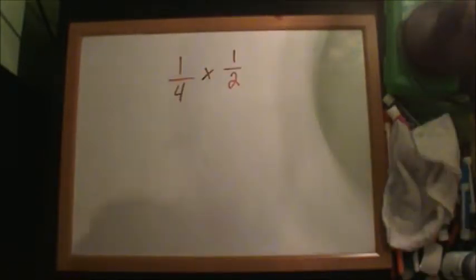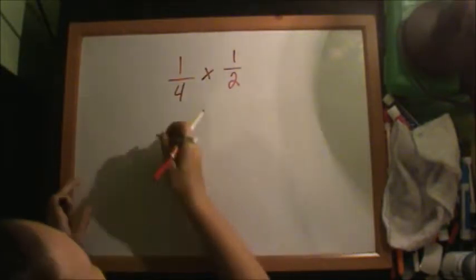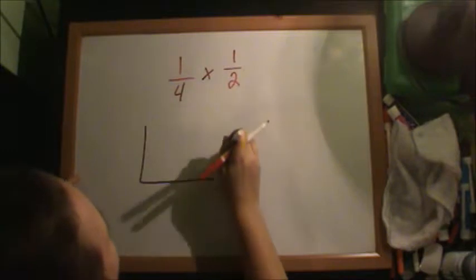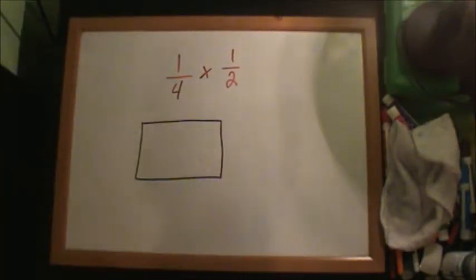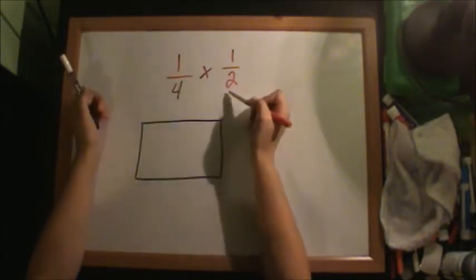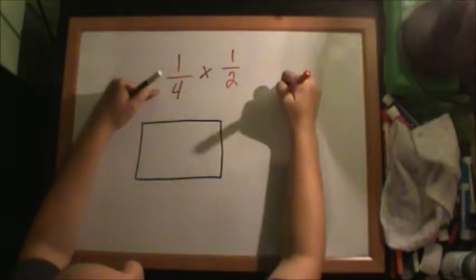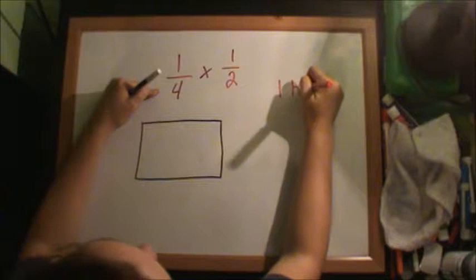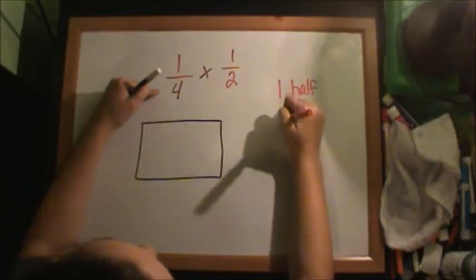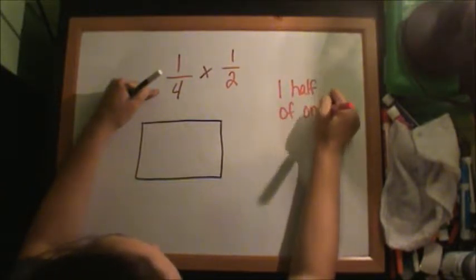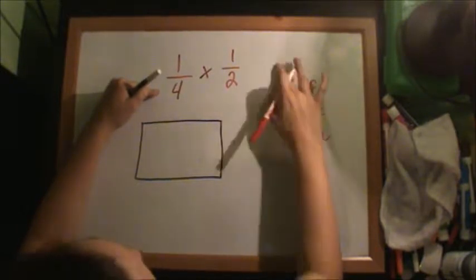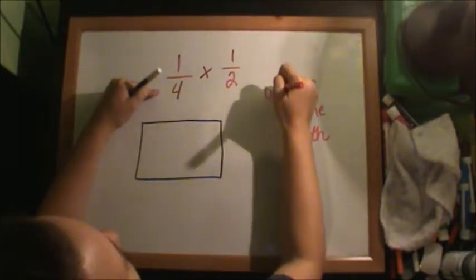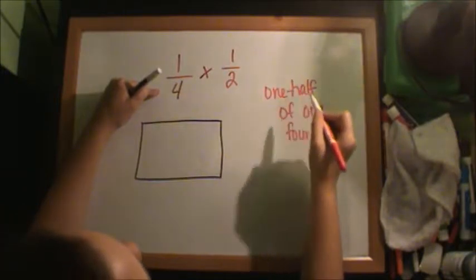Okay, so why does the standard algorithm work? I'm going to draw a picture to try to explain it a little bit better, because I work best with pictures. So when you read this, a great way to read this is 1/2 of 1/4. And I should probably be consistent and write out 1. 1/2 of 1/4.